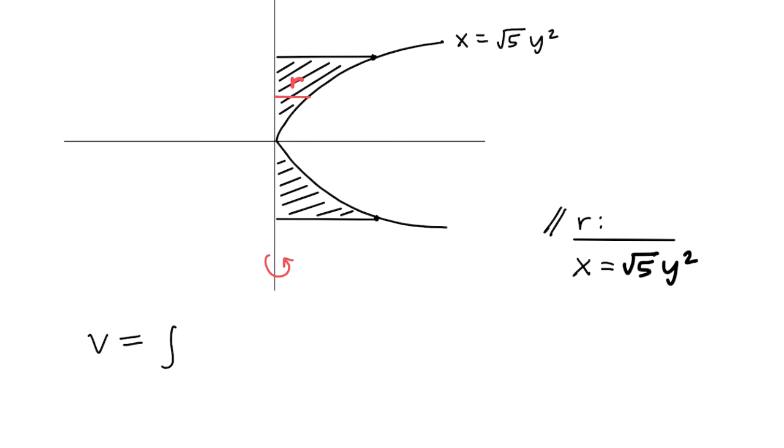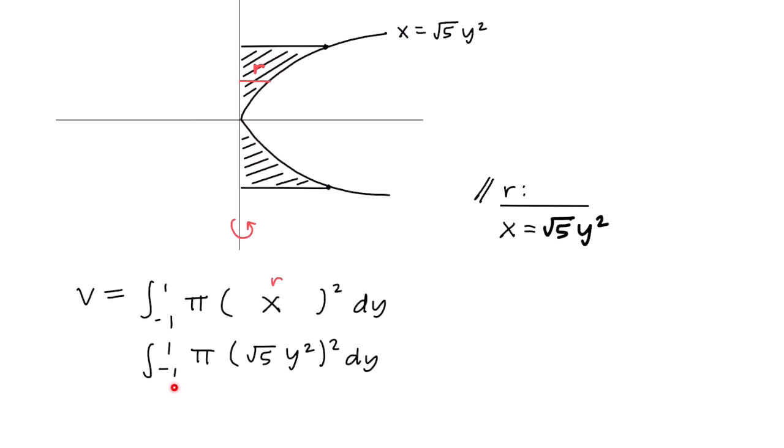We're going to go integral from -1 to +1, and then it's going to be pi, and then r squared dy. Because r is horizontal, we can label it with an x. But again, this is a dy problem, so we don't want to leave this x here. So we replace it with the square root of 5y squared, because again, r corresponds to this curve.